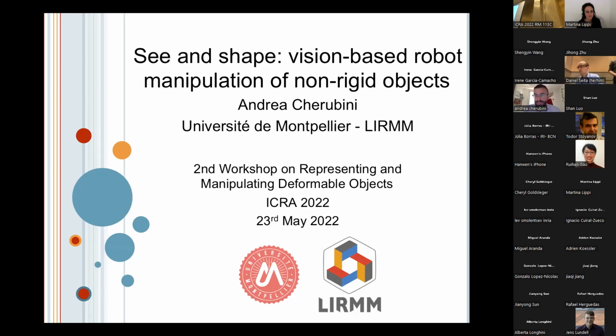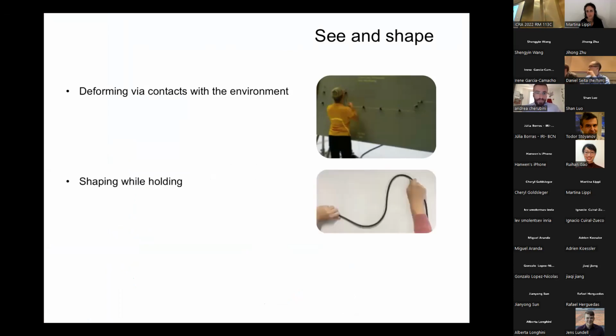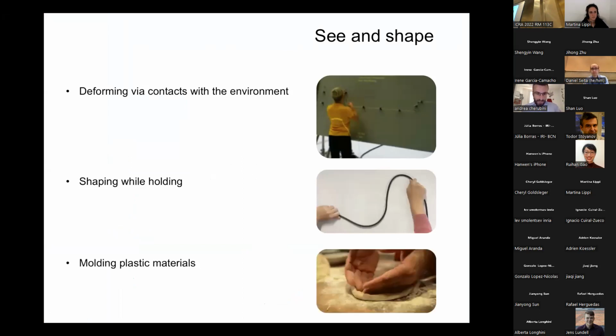So I'm going to speak about vision-based manipulation of soft objects. So what I call see and shape. And I'm going to show you some results we had on 3 different use cases, so to say. The first one is deforming via contacts with the environment, as in this photo you see, where a person is routing a cable on some contacts on a wall. The second is shaping an object while holding it with either one or both hands. And the third use case is molding plastic materials. So I'm going to present the 3 of these, starting from the first one, which will be quite short.